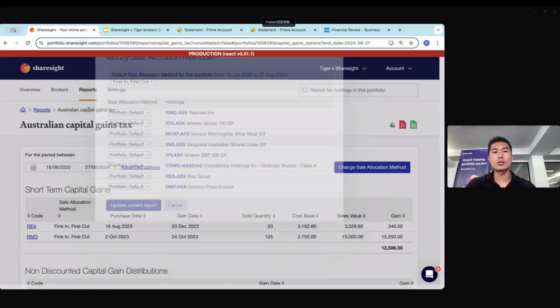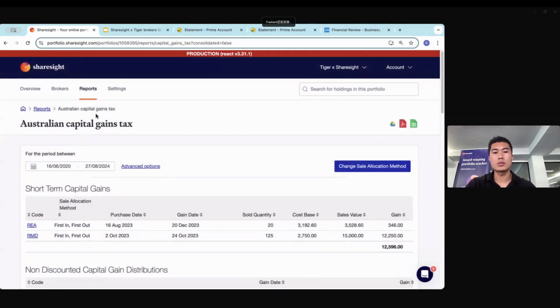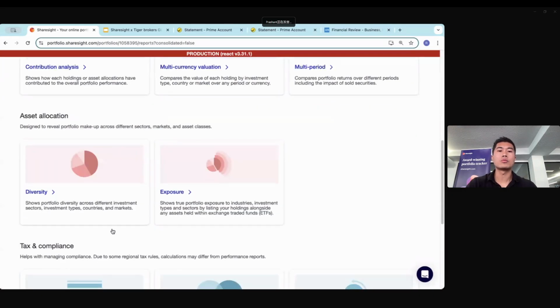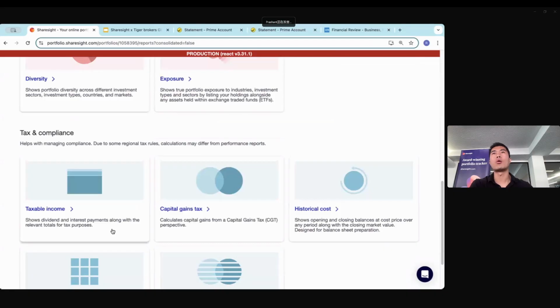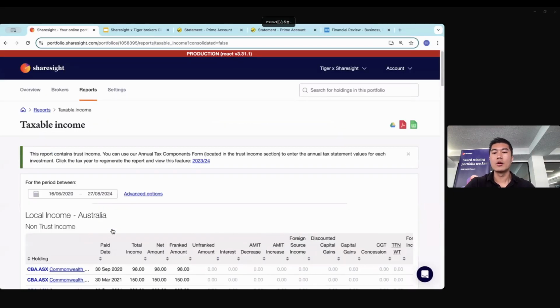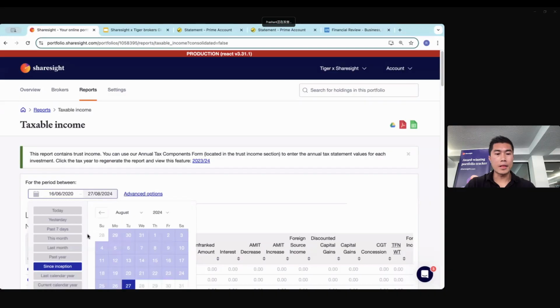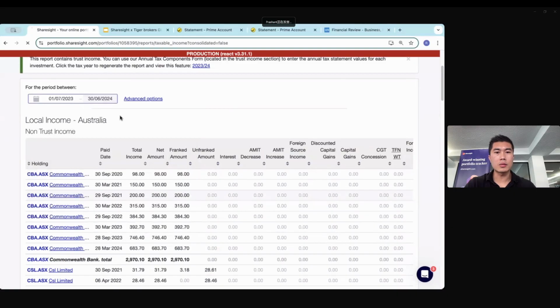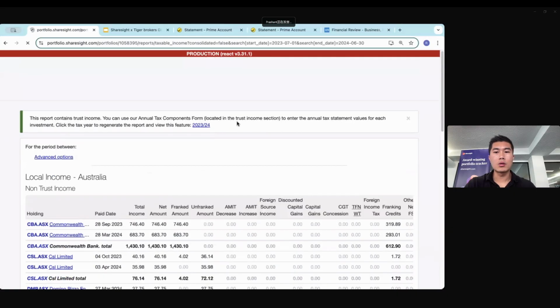And the other one I'm just going to show you is the taxable income report. The taxable income report reports all the dividends and distributions that you receive, whether it's from your ETF or from your shares. I'm just going to set this to the last financial year to make it more relevant.